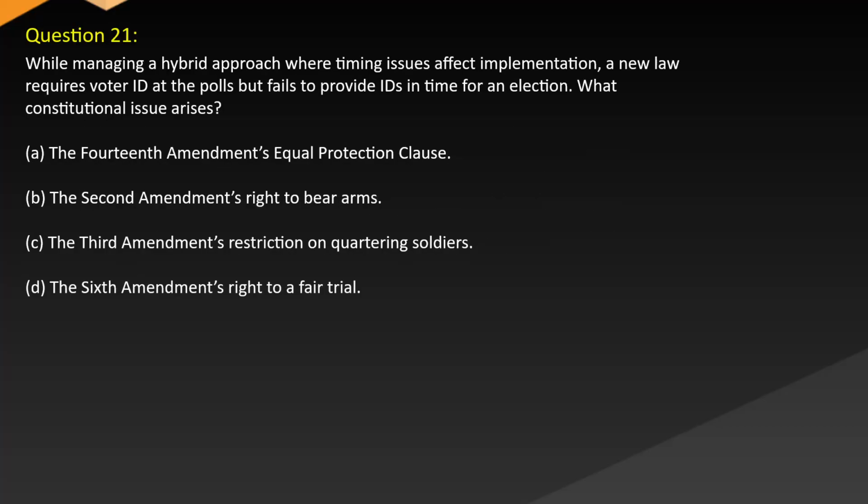Question 21. While managing a hybrid approach where timing issues affect implementation, a new law requires voter ID at the polls but fails to provide IDs in time for an election. What constitutional issue arises? A. The 14th Amendment's Equal Protection Clause. B. The Second Amendment's right to bear arms. C. The Third Amendment's restriction on quartering soldiers. D. The Sixth Amendment's right to a fair trial.